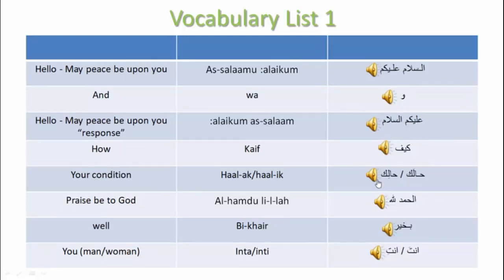كيف, how, حالك or حالك is your condition. It could be حالك or حالك. You can always click the microphone to listen, so you have constant access to the listening. You have constant access for everything, for the dialogue. بخير.